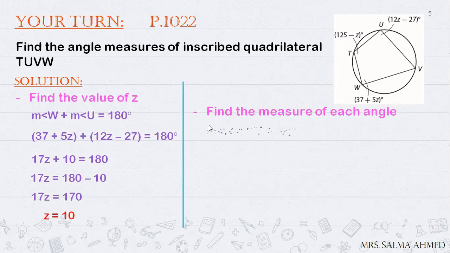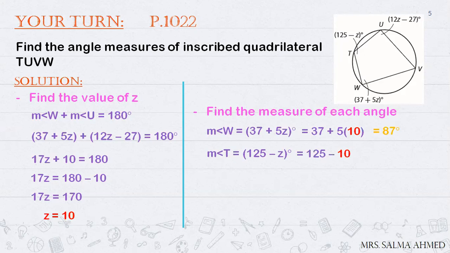So I'm going to start with measure of angle W, which is 37 plus 5Z. So I'm going to replace the Z to be 10, and it gives me 87 degrees. Now I'm going to get measure of angle T, which is 125 minus Z. It gives me 125 minus 10, and it gives me 115 degrees. Now I'm going to move to measure of angle U, which is 12Z minus 27. So I'm going to replace the Z by 10. 12 times 10 minus 27 gives me 93 degrees.